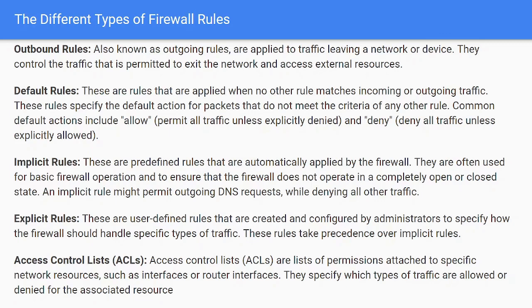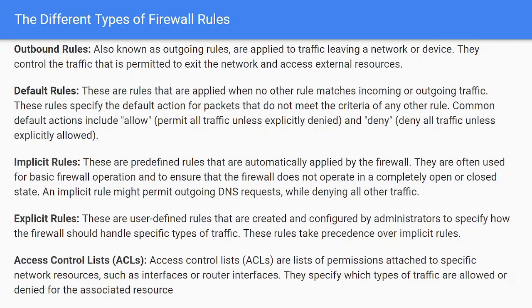So these are usually rules that have special cases, or you want to do custom rules. Explicit rules are rules that are created and configured by the administrator, and they specify how the firewall should handle some specific kind of traffic. And an explicit rule takes precedence over an implicit rule. Let's say a particular packet comes in, and the firewall checks whether to use the implicit rule or the explicit rule. We'll go ahead with the explicit rule.